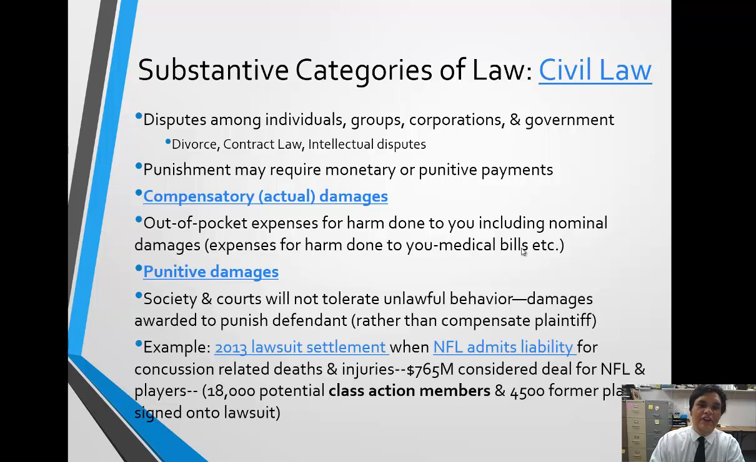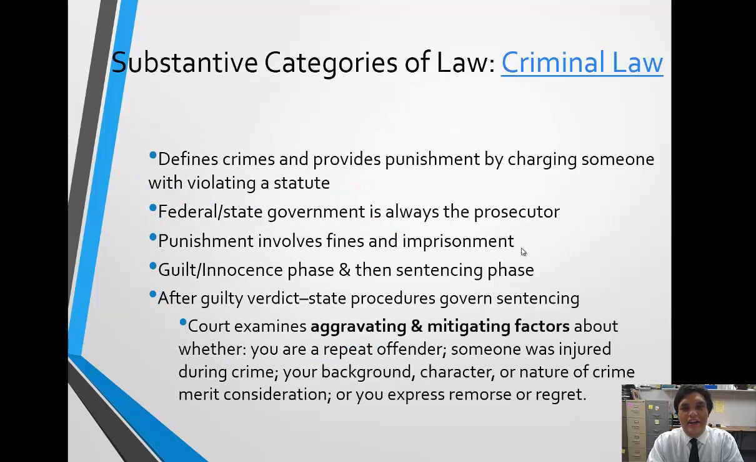So moving on to criminal law, ones that we're much more familiar with and that we usually hear about a lot more. Criminal law deals with actual criminal behavior. It defines crimes and provides punishment by charging someone with violating a statute, a law. In other words, federal and state government is usually the prosecutor, particularly when you're convicted of a crime. Because you're convicted of a crime or charged by an officer, which is a branch of the state or an actor for the state, therefore the federal or state government is always the prosecutor. It will always be the criminal versus the state of Texas, or the criminal versus the United States. Punishment usually involves fines and imprisonment.